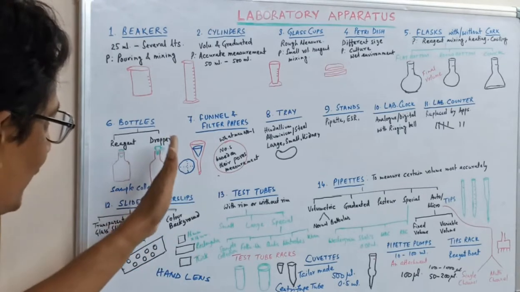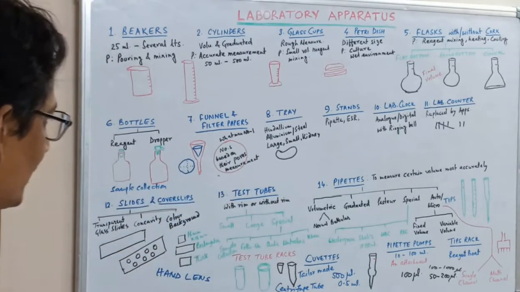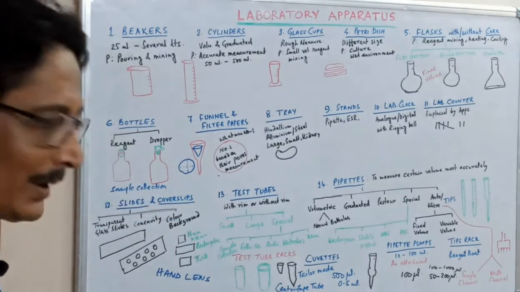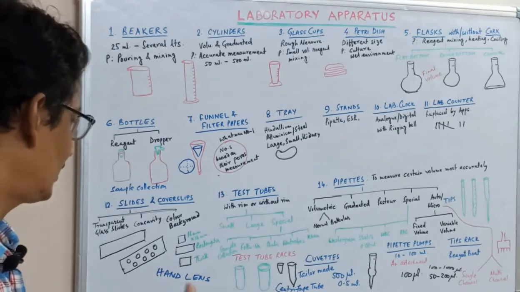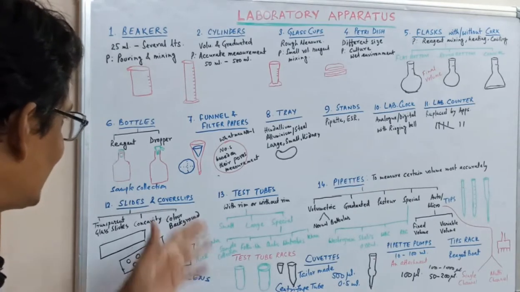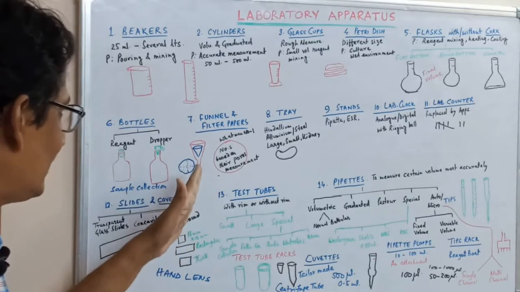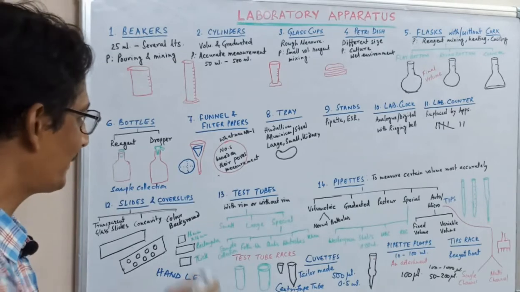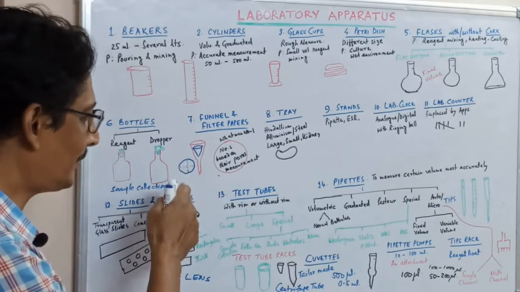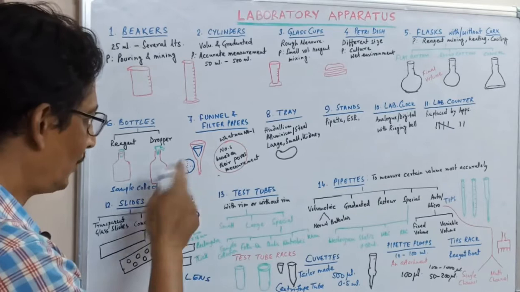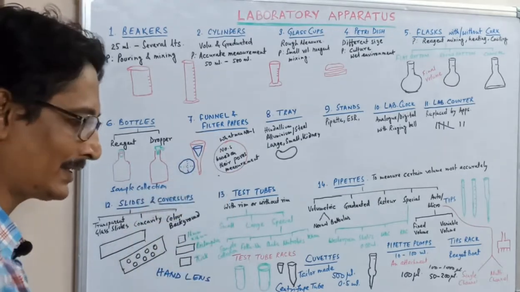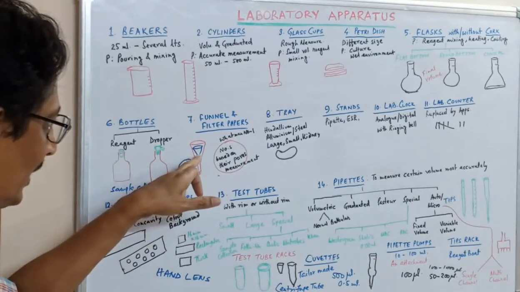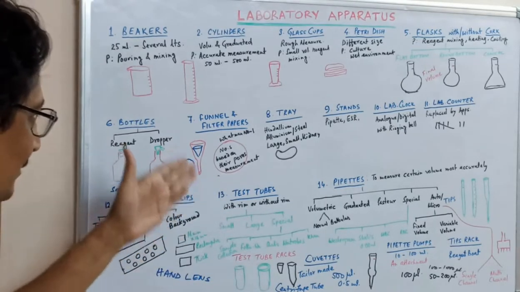Now the funnel and filter papers go along together, because the funnel is mainly used for pouring, not for other purposes. Mainly the funnel is used for filtration. During filtration we fold a round filter paper into four folds, one like this lateral and one like this upward, and after that we unfold it and put it into the funnel, and we can filter from here.